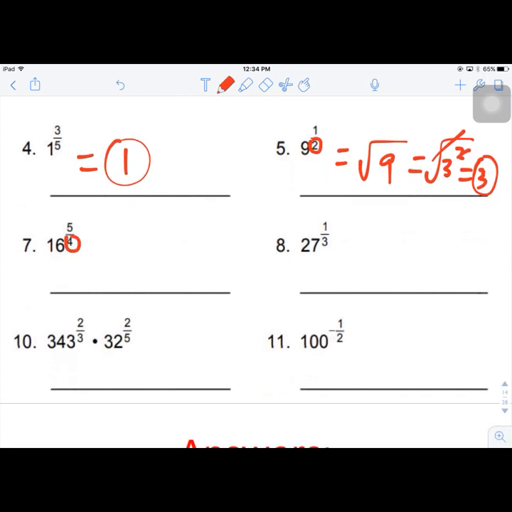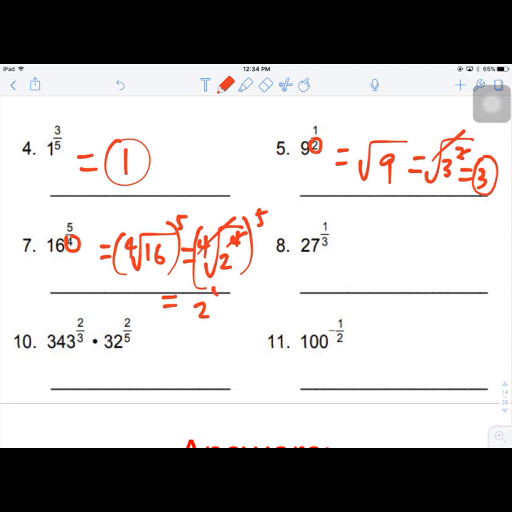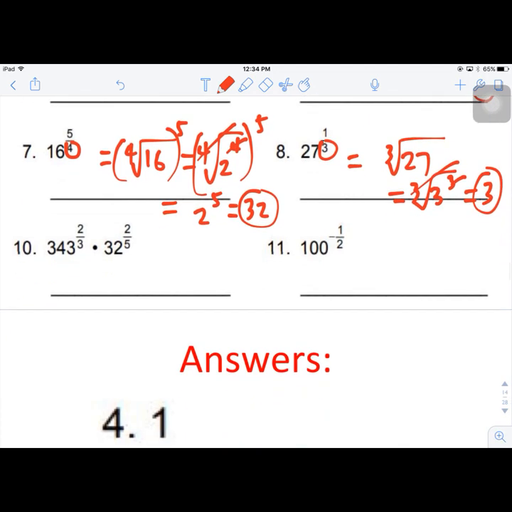Next problem, number 7, is the fourth root of 16 to the fifth power. Well, we know that 16 can be written as 2 to the fourth, and that will help us cancel out the fourth root and the fourth power, which leaves us 2 to the fifth, which is 32 as an answer. And number 8 is the cube root of 27. And that would just be 3 cubed, which is 27, and we can cancel out the root, leaves us 3 as the answer.